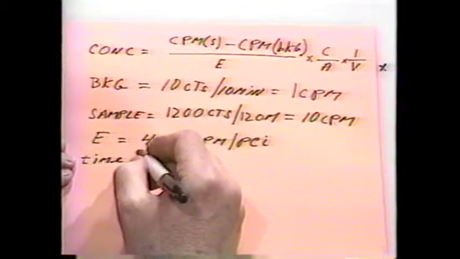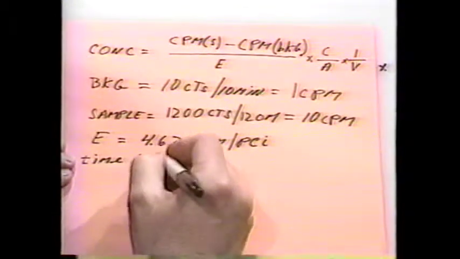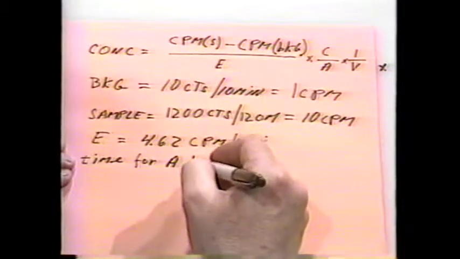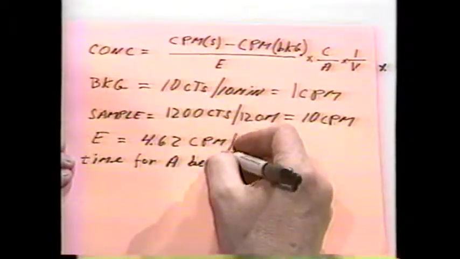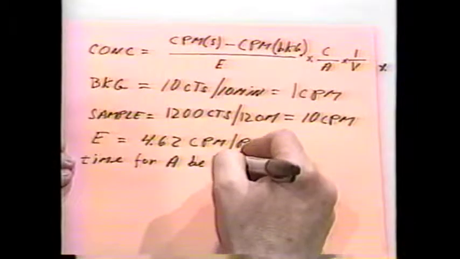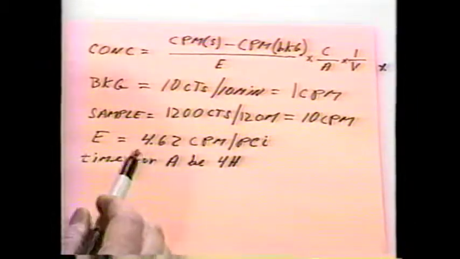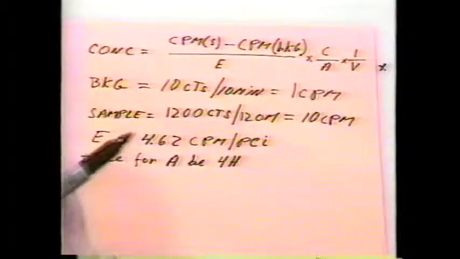Now in this particular example, let's let the time for A be 4 hours. That's the time that passed from the time I took the sample to the time I brought it to the lab and started the counting. So it was 4 hours from the moment I finished taking the sample and brought it to the lab, or brought it to that instrument for counting.